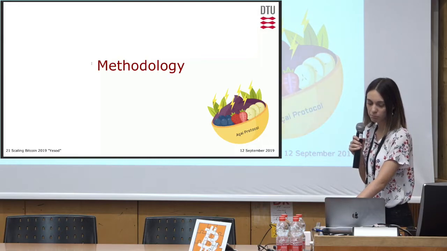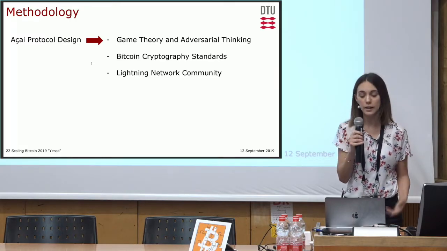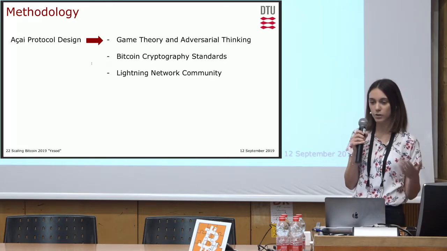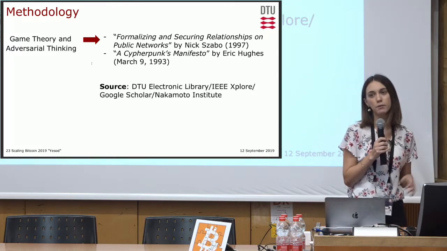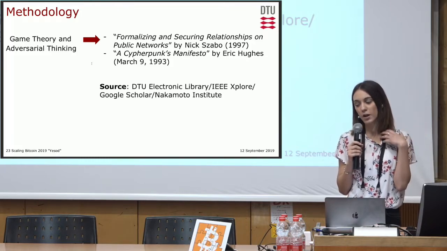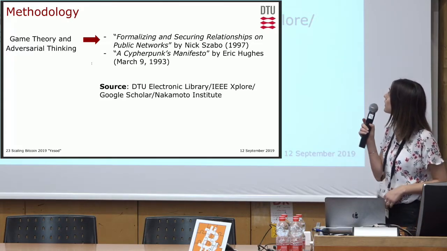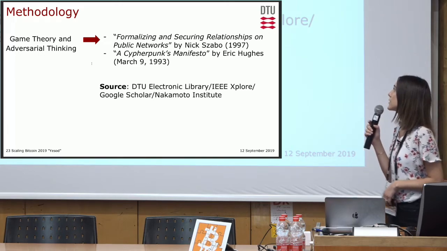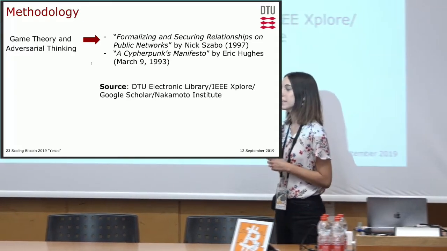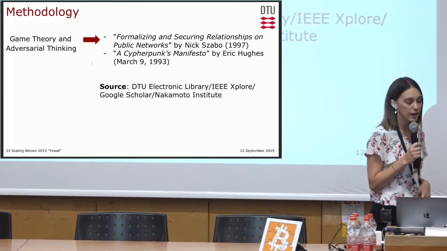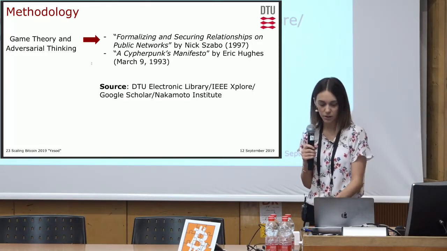So let's see the methodology. The ASI protocol design is based on three aspects: game theory and adversarial thinking, the Bitcoin cryptography standard, and Lightning Network community needs and requirements. I think that to work on Bitcoin and Lightning it is very important to learn how to think in game theory terms. So to this aim, I focused on these two papers, Formalizing and Securing Relationships on Public Networks, and A Cypherpunk's Manifesto. The main idea of game theory applied to cryptography is that the consequences of acting dishonestly have to outweigh the benefit of the risk of acting dishonestly.